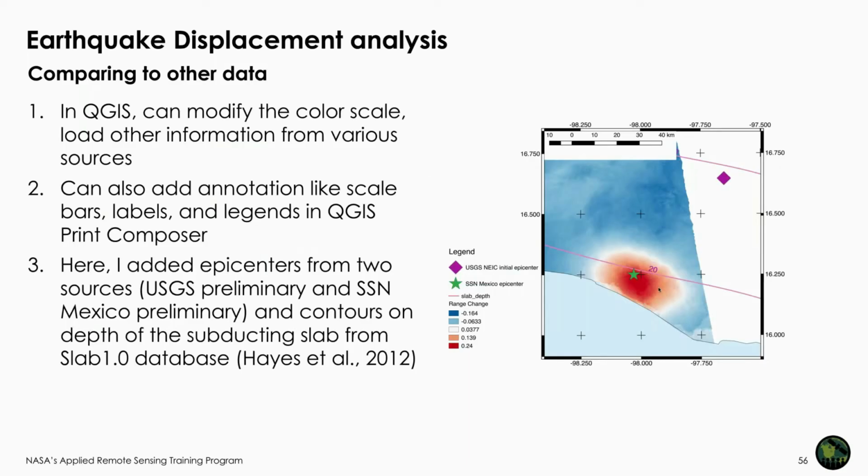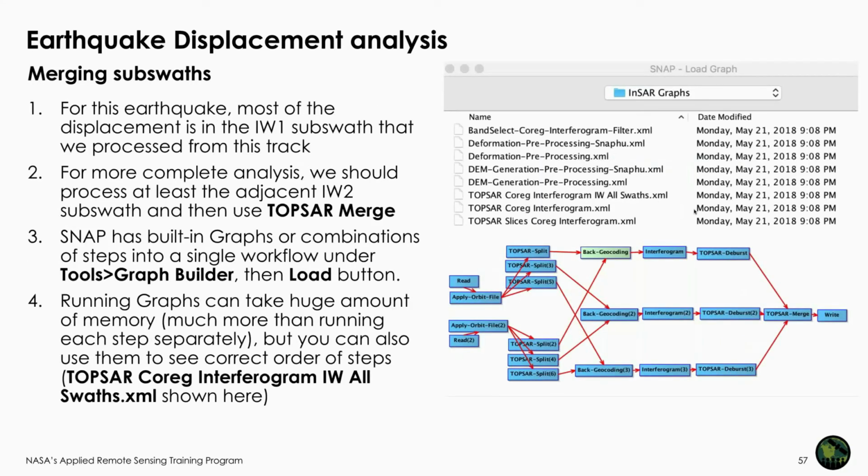To do more complete analysis, by looking at this view, we can see that the earthquake deformation is actually very close to the edge of this subswath. So we really need to get the other subswath here before we can do a full analysis, to be sure that we have the whole deformation of this earthquake. So one of the next things to think about is merging subswaths. There is a SNAP tool called the merge tool.